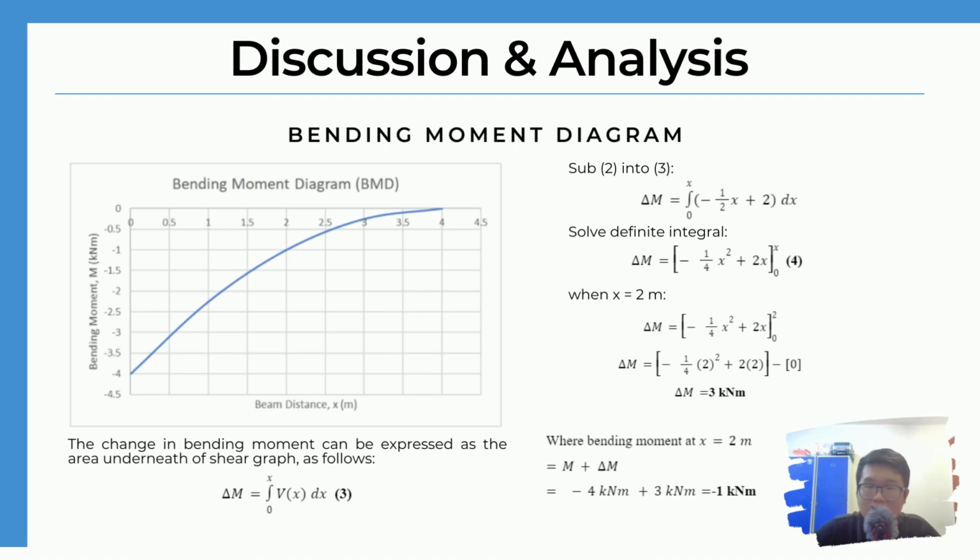So this is the equation that we can use to find the change in moment at any distance along the beam. For instance, when we want to find the change in moment at 2 meters, we can just substitute the value into this equation, and we will get delta M equals 3 kN·m. Then we just add this value to the original bending moment at point A, which is negative 4 kN·m. The bending moment at x equals 2 will become negative 1 kN·m.